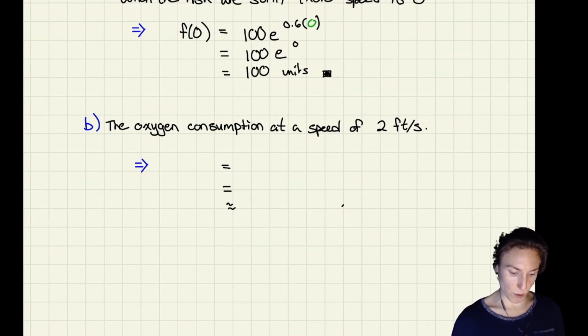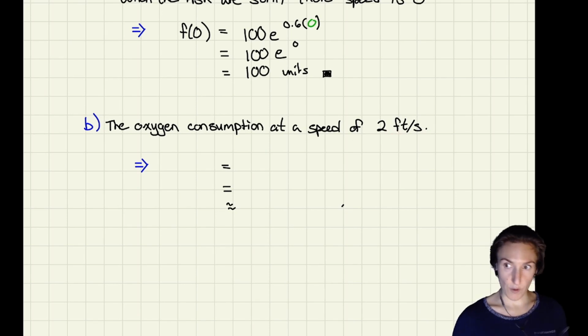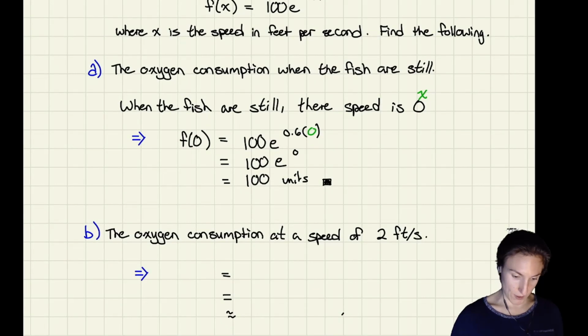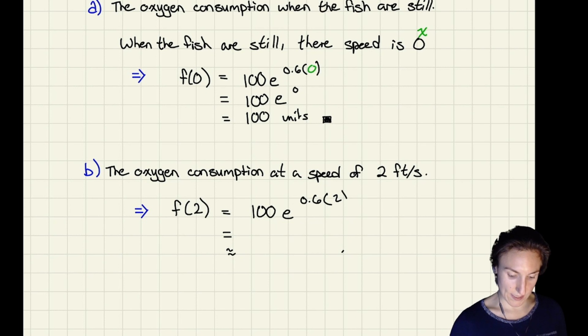And now what we want to do is find the same thing, except if now they have a non-zero speed, specifically 2 feet per second. So in our case, because these are the units that were given to us in the problem, we don't have to worry about converting anything. Okay, so I want to look at what happens if my x is equal to 2. So if I plug in 2 for my x, I'm going to get 100 e to the power of 0.6 times 2. So this is going to be 100 e to the 1.2.